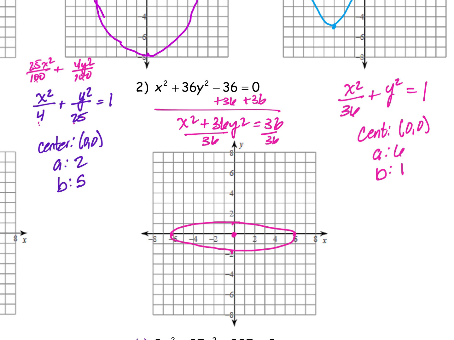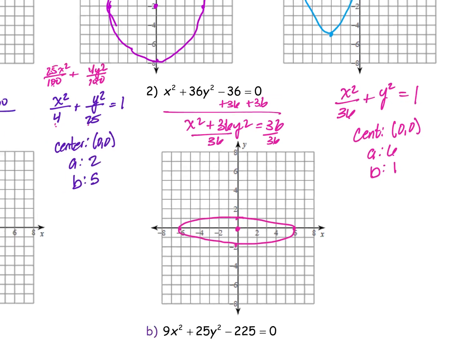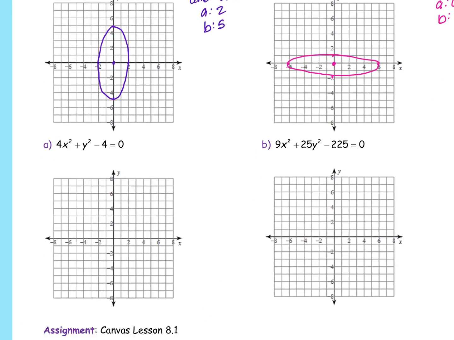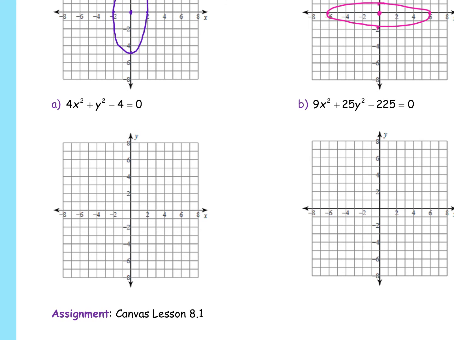Okay, there's 2 more. Try and find the equation of the ellipse for me. Okay, so 4x squared. I must not have left myself enough space on this side. X squared plus y squared over 4.